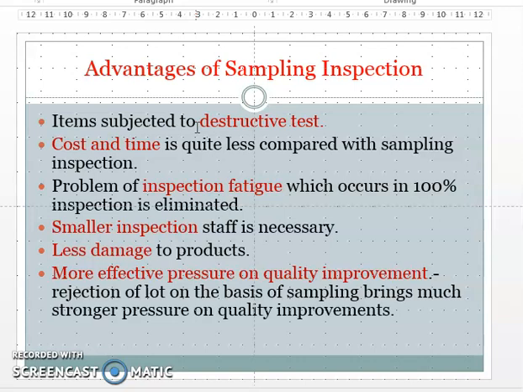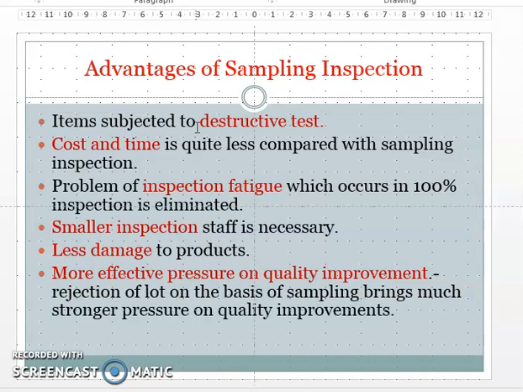Also the cost and time are quite less as compared with 100% inspection, as in the case of the coronavirus test I have discussed. The cost and time for individual or 100% inspection is more, and it is not affordable for a country like ours. That's why we are going for sampling inspection. Then the problem of inspection fatigue, which occurs in 100% inspection, is eliminated. You will notice that operators get fatigued when they always have to make 100% inspection.